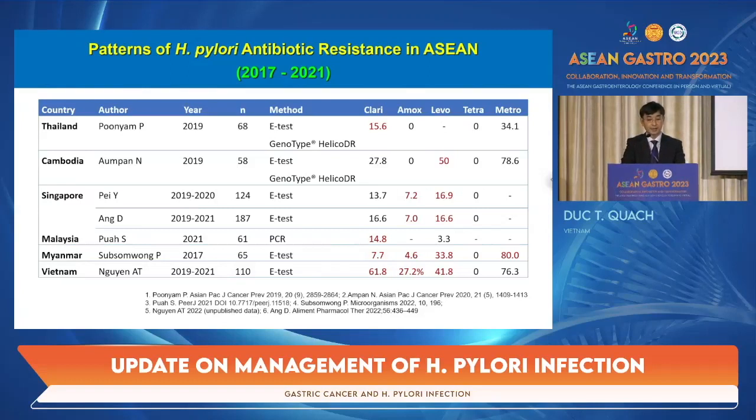And we also have the high clarithromycin rate in Myanmar and extremely high in Vietnam. And for amoxicillin, you can see some increase in Singapore and in Myanmar, and especially very alarming in Vietnam. This data has been shown and confirmed by two separate groups, recently published in international journals. And also we can see some increase in levofloxacin, extremely high in Vietnam and in Myanmar.